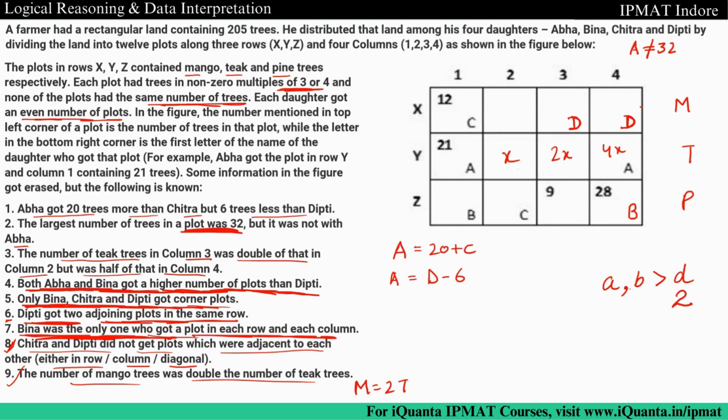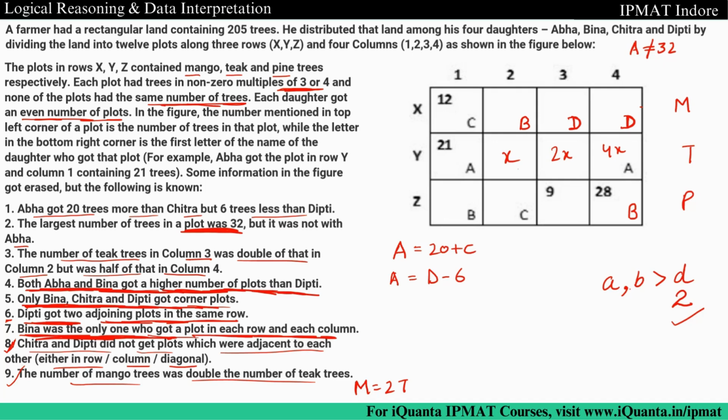Now if we look at the first row, one plot is remaining, right? This particular plot. And in clue 7, we were given that Beena was the only one who got a plot in each row and each column. So if we have to give Beena a plot in the first row, it can only be this plot. That means we will have B over here, okay? Now when we have done this much, we know that Dipti has two plots, right? A and B, Abha and Beena, they will have more plots than Dipti. So we are not sure about the number of plots with A and B.